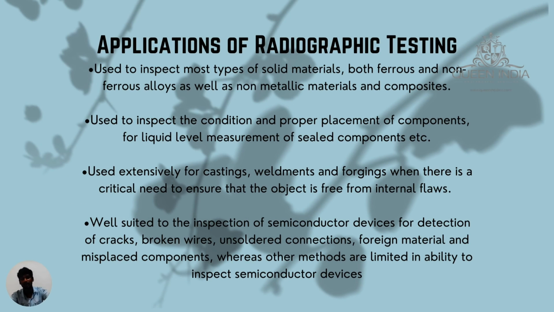Applications for radiographic testing. It is used to inspect proper placement of components, liquid level measurement, and components inside a semiconductor device, and for detection of cracks, broken wires, unsoldered connectors, foreign metals and misplaced components, where various methods are limited in their ability to inspect the device. It is used on most types of material, both ferromagnetic and non-ferromagnetic alloys, as well as non-metallic materials and components. This is the application for radiographic testing.